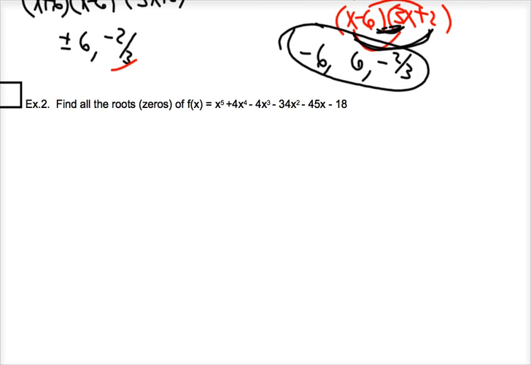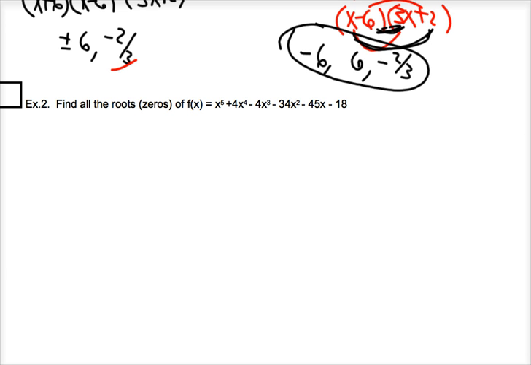Example 2. Well, this one doesn't look groupable. It's got 6 terms, it's x to the 5th, so it's a quintic polynomial. I'm going to plug this in my calculator and see if I can narrow down my zeros to try, and then I'm going to use synthetic division again until I get down to a quadratic.